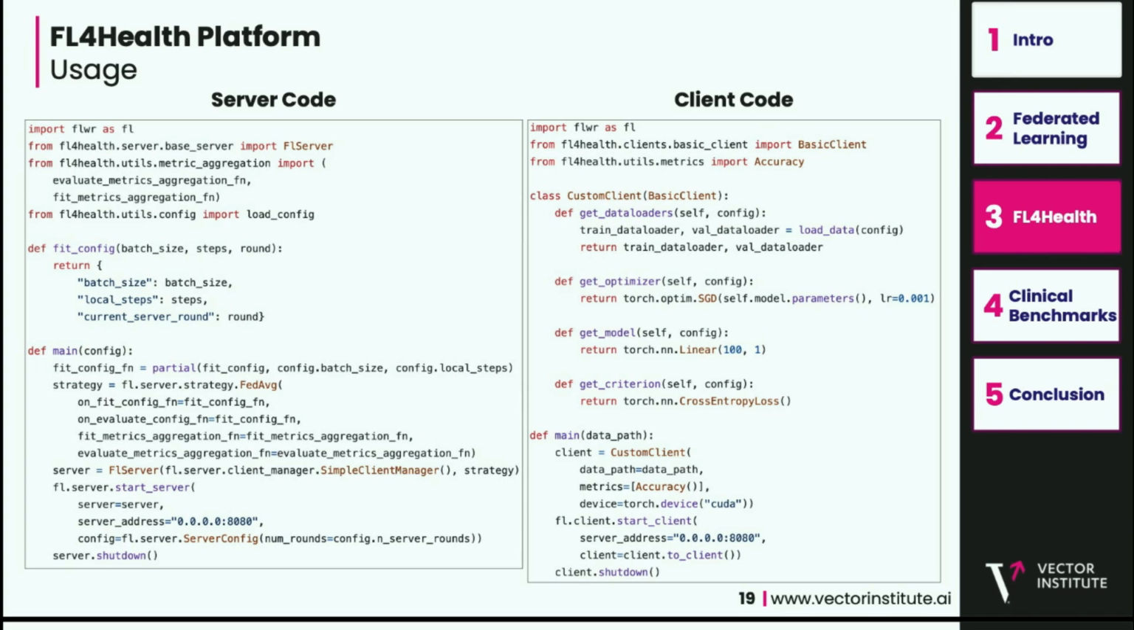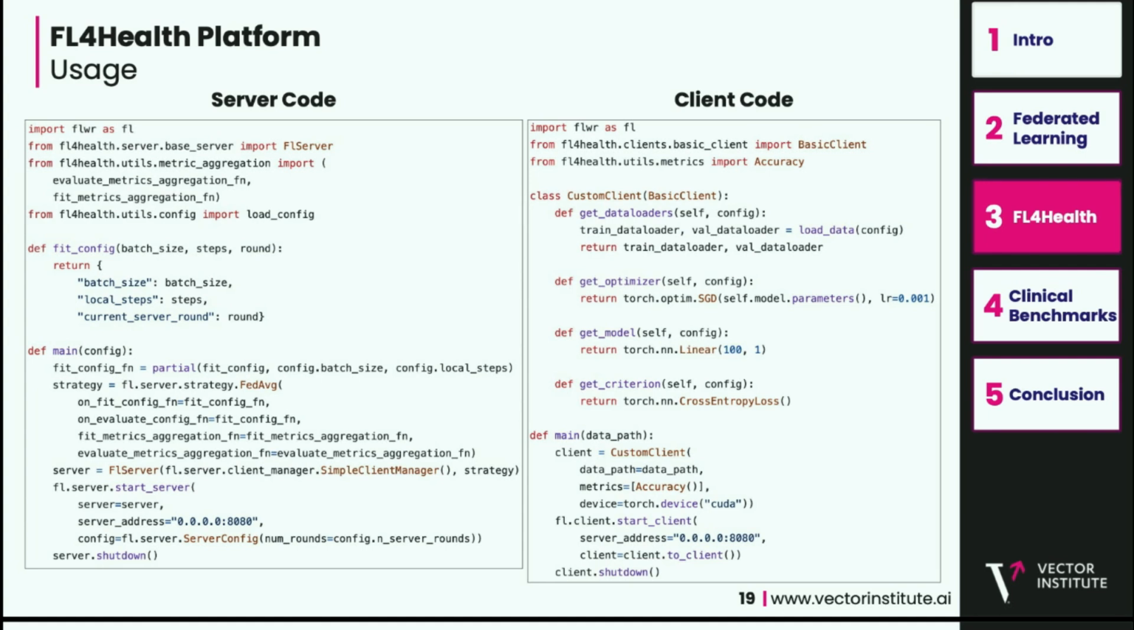And then after we define the strategy, which basically governs how we aggregate the parameters, we can define the server. The server is going to take in the strategy that we just defined, as well as a client manager. The client manager dictates how we sample clients for every federated learning round. And then after that, we can just pass in some initialization arguments and start the server.